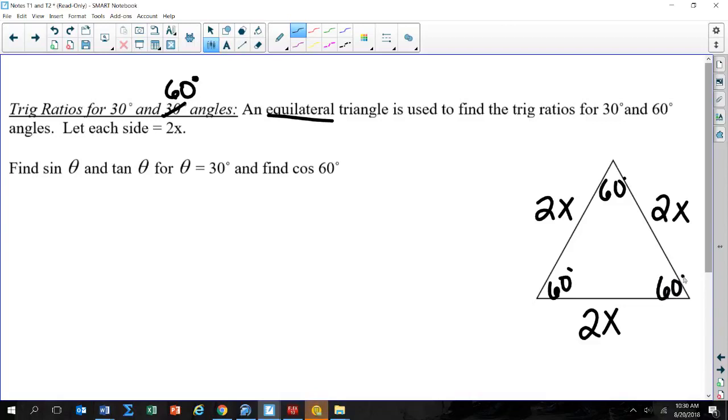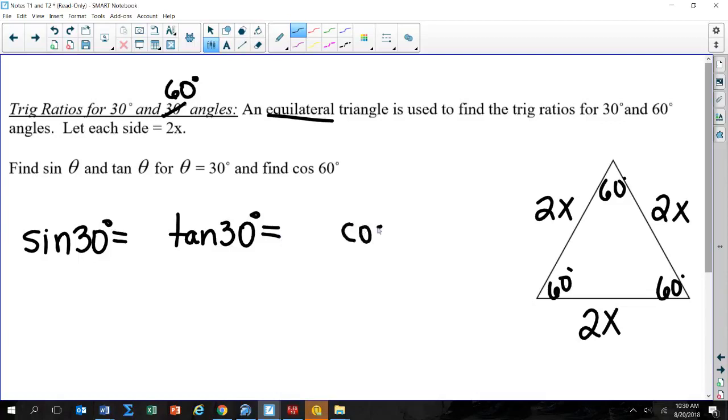My question says find sine theta and tan theta when theta is 30 degrees. So it asked me to find the sine of 30 degrees and the tangent of 30 degrees. But I don't have a 30 degree angle. It also wants to know the cosine of 60 degrees. How would I have to edit my drawing to get a 30 degree angle?